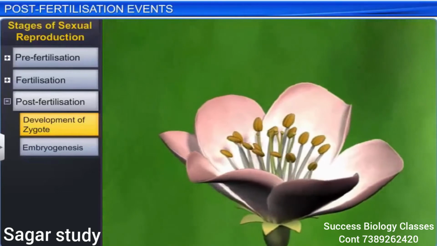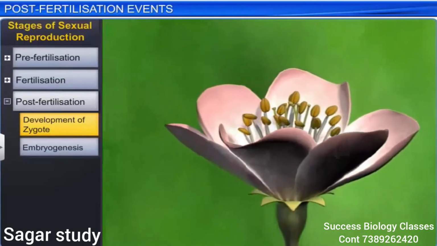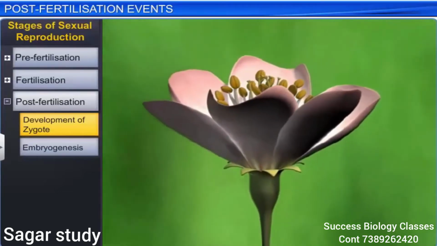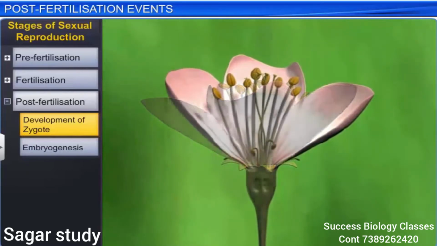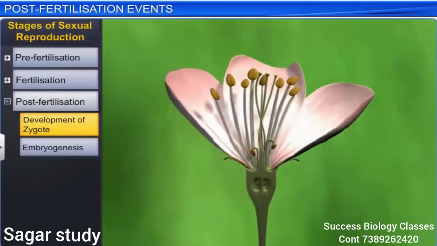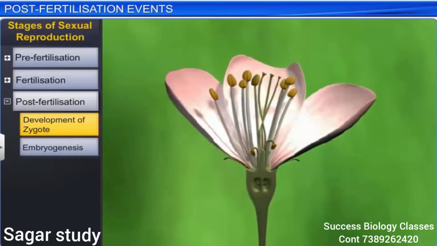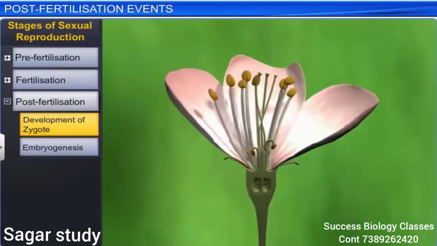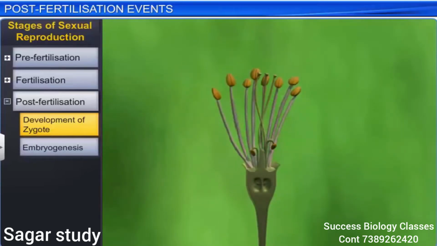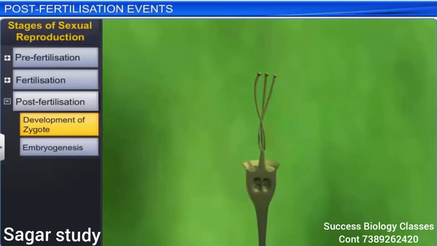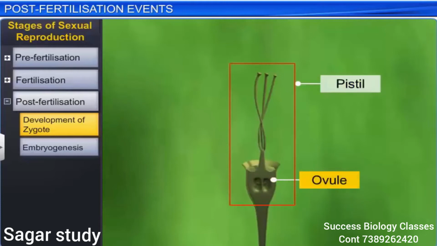Apart from animals, the development of the zygote and embryogenesis occur in flowering plants as well. Interestingly, the formation and subsequent development of the zygote inside the ovule triggers the withering of other parts of the flower, including the sepals, petals, and stamens. The pistil, which contains the ovule, however, remains attached to the plant.